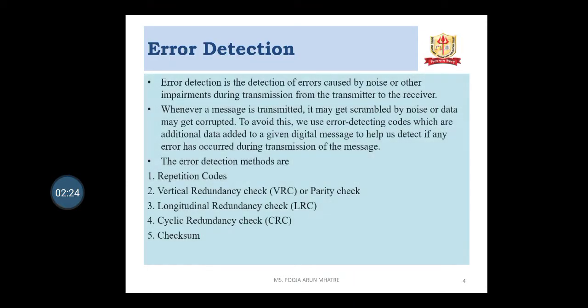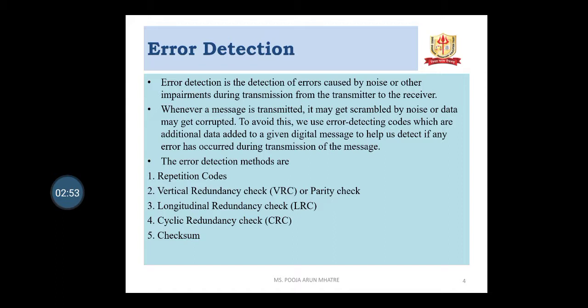Error detection is the detection of errors caused by noise or other impairments during the transmission from transmitter to receiver. Whenever a message is transmitted, it may get scrambled by noise or the data may get corrupted. To avoid this, we use error detecting codes, which are additional data added to a given digital message to help detect the errors.